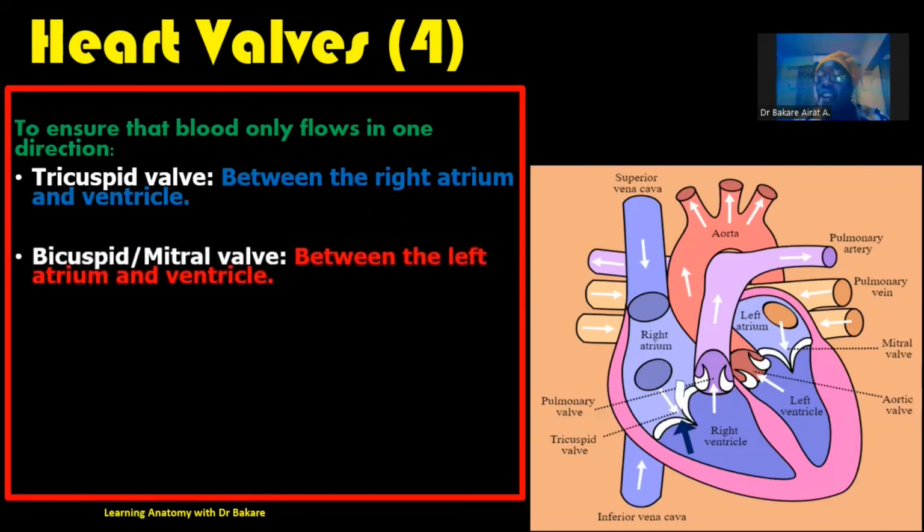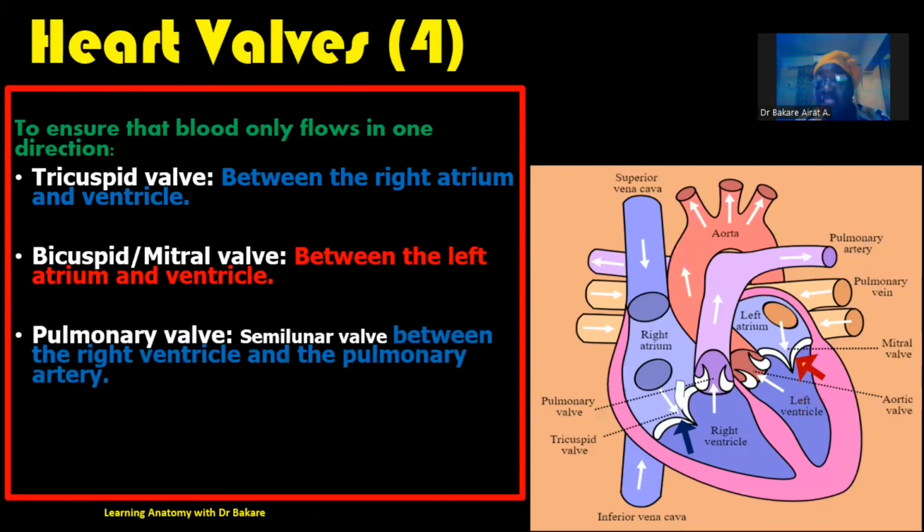Also, we have the bicuspid valve or the mitral valve. This valve is seen between the left atrium and the left ventricle. This is a 2-leaflet type of valve. So it has 2 leaflets in terms of its configuration. And this is the bicuspid valve or the mitral valve. And of course, it's seen to demarcate the left region of the heart into the upper left atrium and the lower left ventricle. Also, it helps to prevent the backflow of blood.